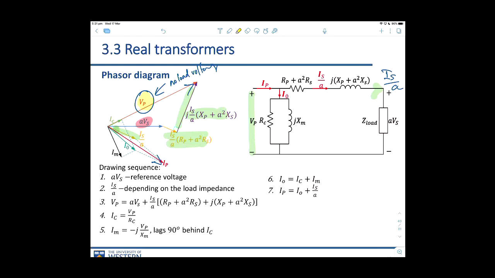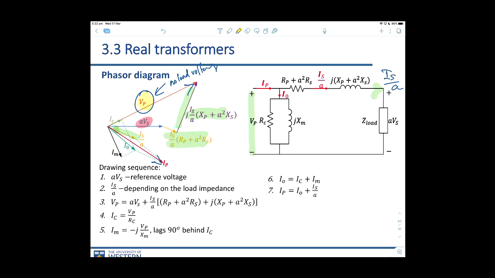So any voltage you take from the secondary to the primary, you need to multiply by the turns ratio. The impedances by the turns ratio squared. Currents you divide by the turns ratio, the secondary currents if you're taking them to the primary. So A times Vs is there for that reason, right? Now that A times Vs, we are going to take as our reference. So you can see on the phasor diagram, A times Vs is horizontal.